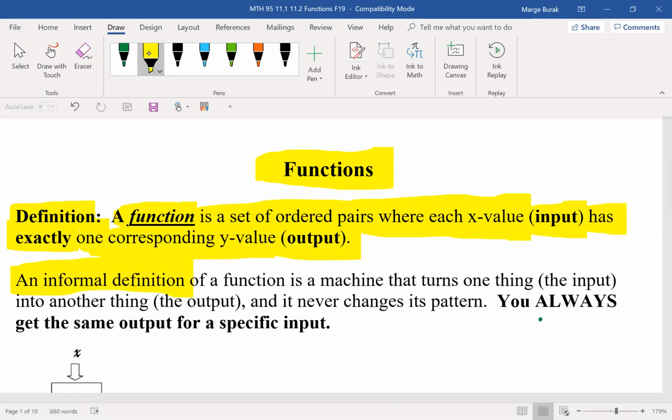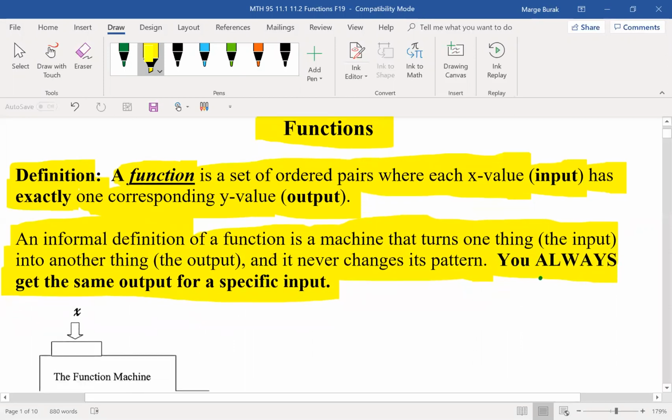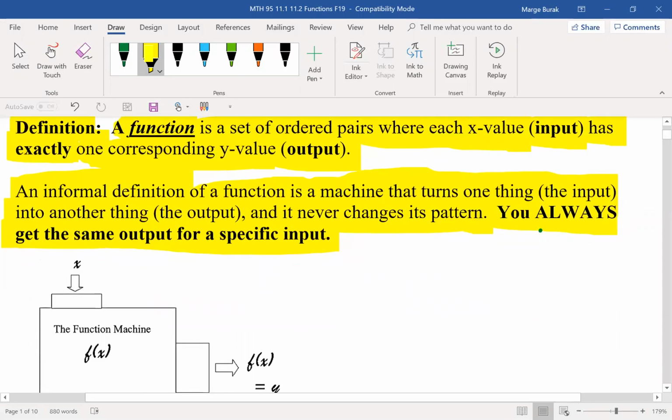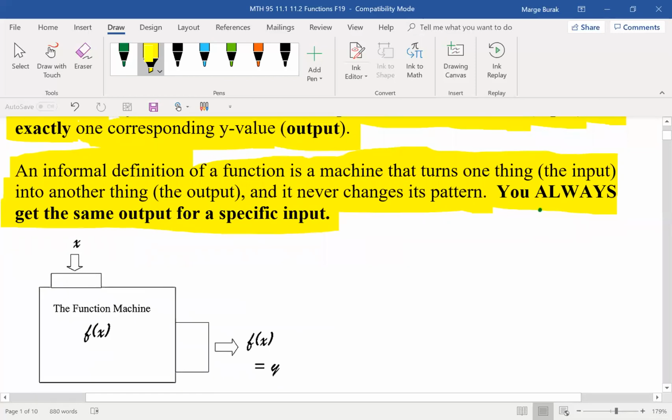The informal definition of a function is like a machine that turns one thing, called the input, into another thing, called the output. And it never changes its pattern. You always get the same output for a specific input. So looking at this machine, something comes in and something else comes out. So x comes in and out comes y, if you can think of it as a machine.